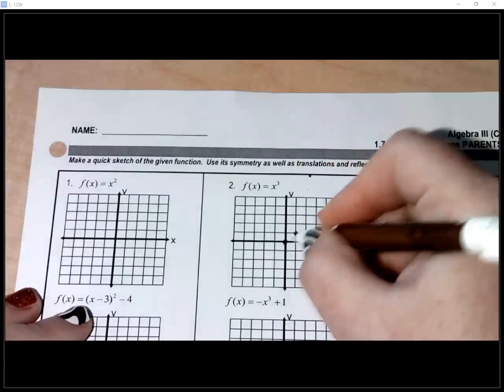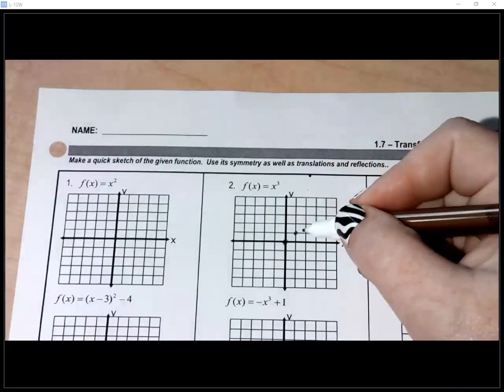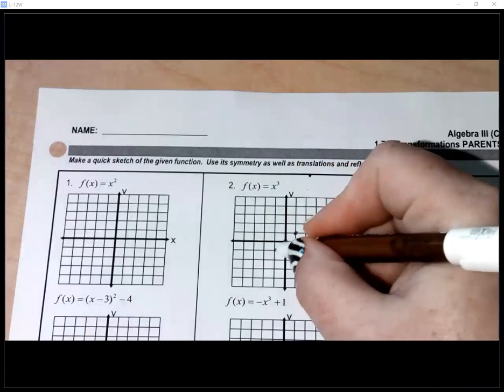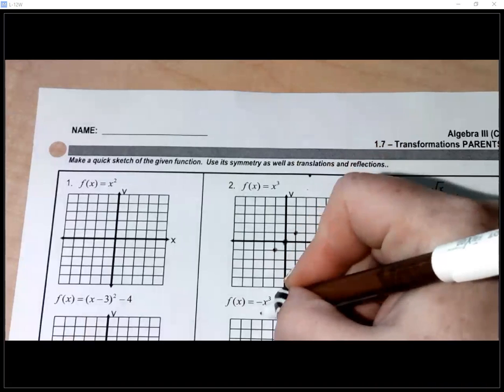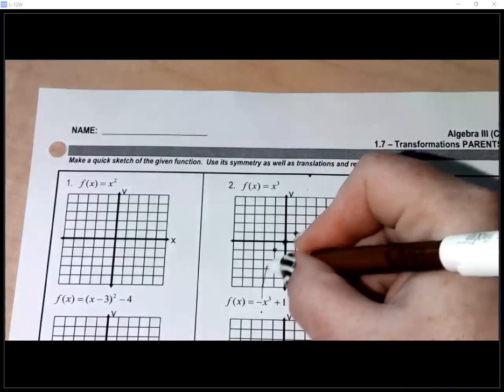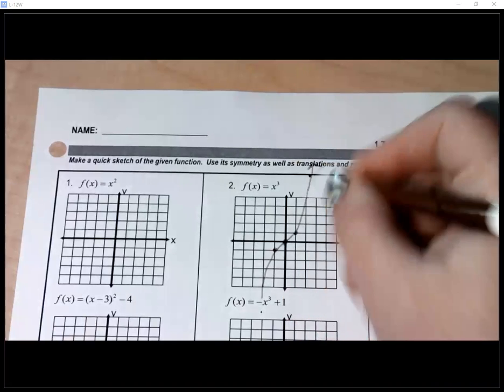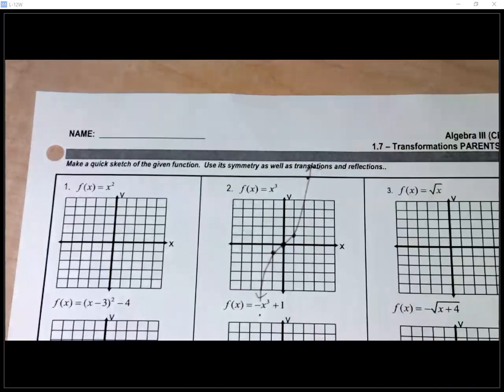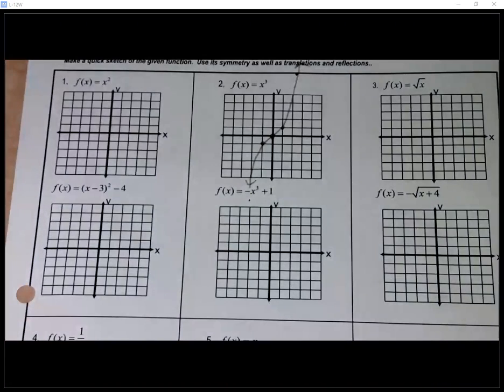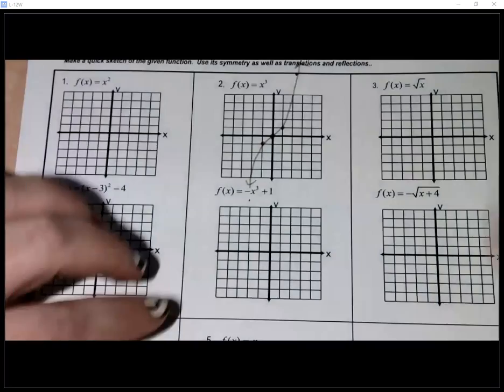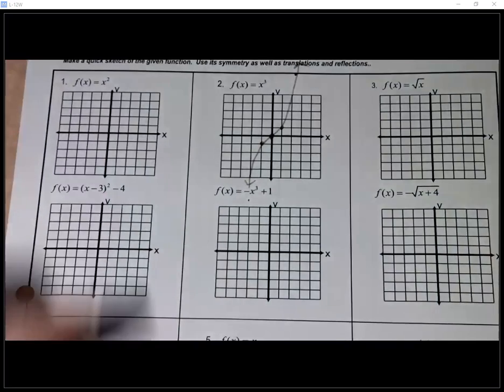Don't forget your negatives. You can cube negative numbers. -1 cubed happens to be -1. And -2 cubed would be way down here at -8. So we get sort of this snake-like graph. Okay, so there's y equals x cubed. Now, if you look at this one, they are asking us to perform some translations to this.